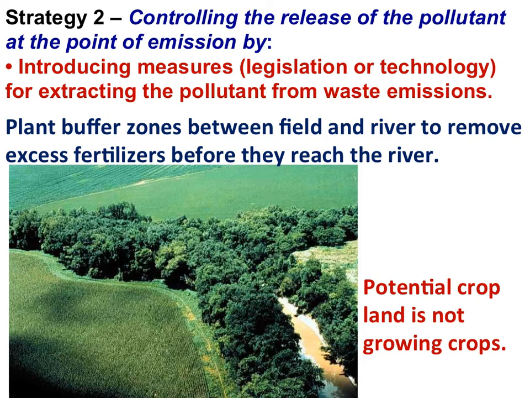Now, we could reduce water pollution by planting buffer zones, planting trees, between the field where the chemical fertilizers are and the river. The buffer zone would remove the excess fertilizers before they reach the river. Now, can we evaluate this? Sure. If we're growing a buffer zone, we're not producing any crop.